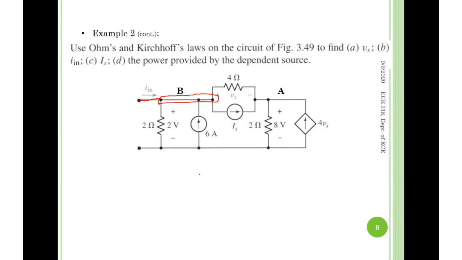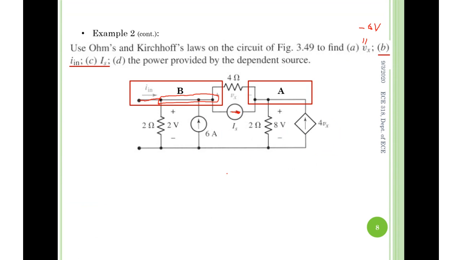So if you write a KCL at this node B, as I call it, you can find IE. Similarly, if you write a KCL at node A, you can find IS. Meantime, remember, Vx turned out to be negative 6 volts. That is considered known. Now I give you 3 or 4 minutes to calculate IE and IS respectively. 2 KCLs should be able to do the job.